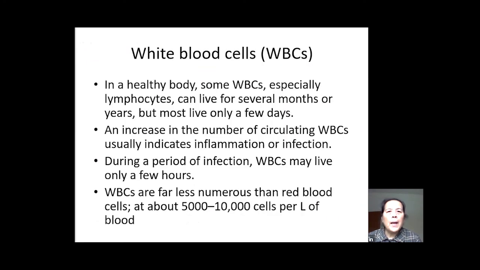Then we move into white blood cells. We say we have 5 different types. Their lifetime is different. Some white blood cells have a longer lifetime, like a few months or even years. Some only live for a few days. So it's not like a red blood cell. Red blood cells have a standard lifetime of 120 days.